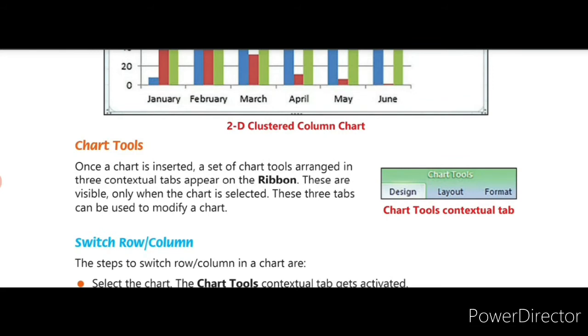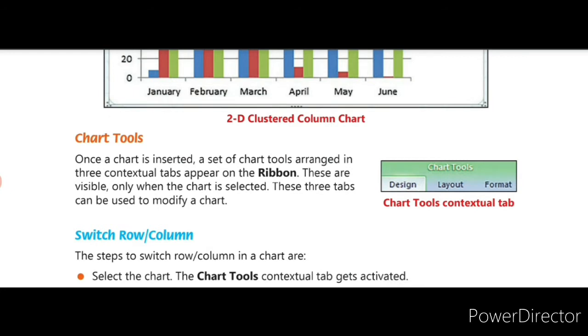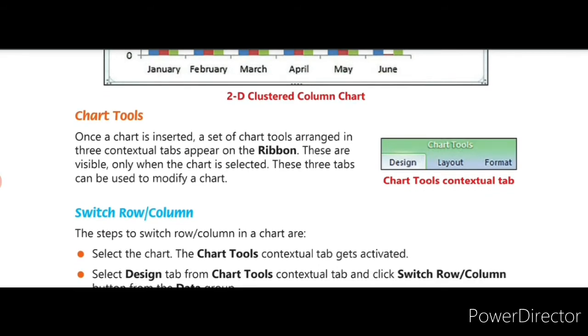Once a chart is inserted, a set of chart tools arranged in 3 contextual tabs appears on the ribbon. What is the ribbon? It is present at the top of your Excel window. Once after creating the chart, a set of chart tools will be presented, which consists of 3 tabs: design, layout and format in the contextual tab. These contextual tabs will be visible only if you select the chart. These 3 tabs can be used to modify a chart.